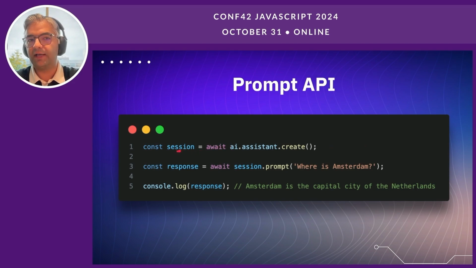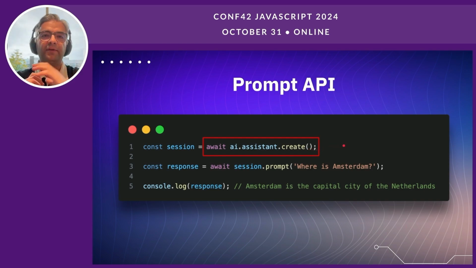First of all, you should create a session. Since it is asynchronous, definitely we need an await. So AI.assistant.create. If you grab the AI object from window, AI.assistant.create, you're going to create a session for yourself. In this way, you can start prompting, asking questions from the LLM.